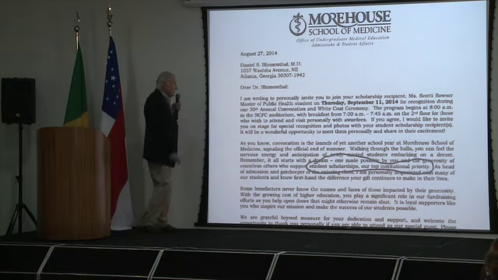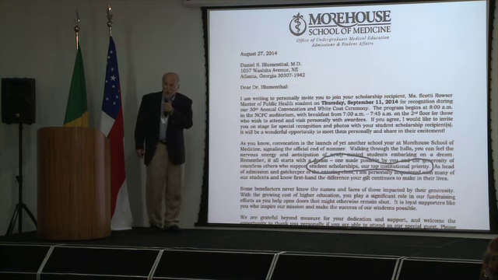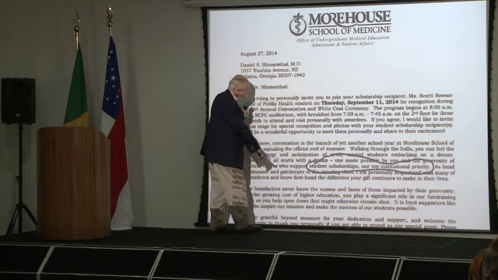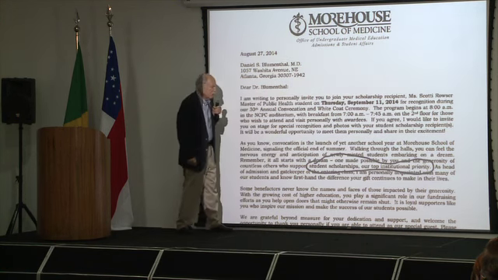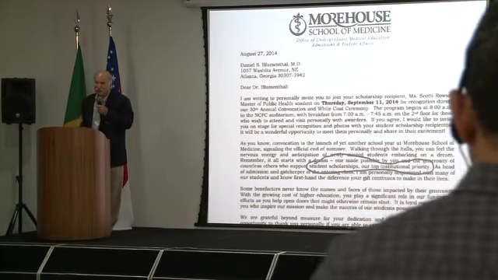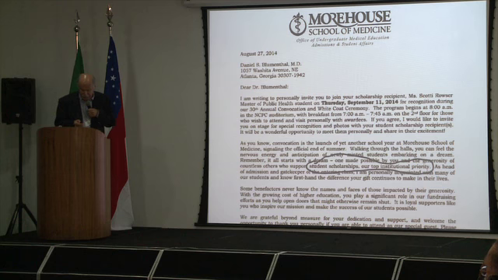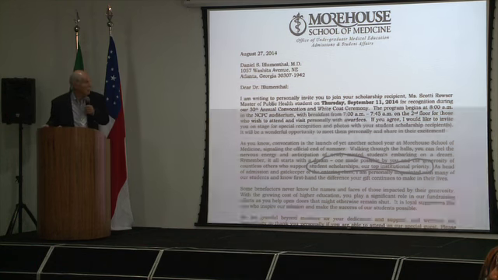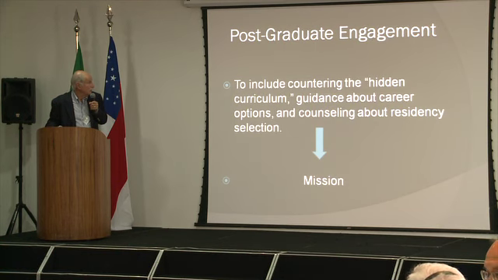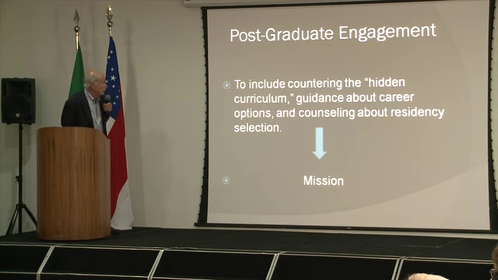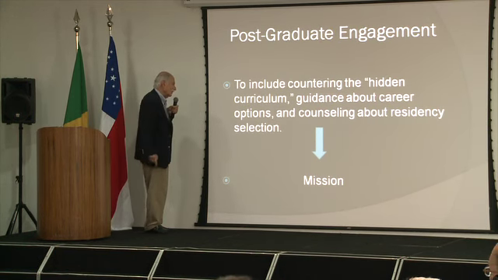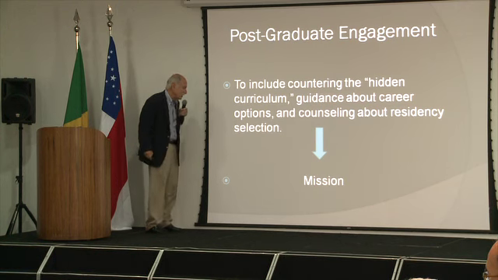This is a letter that I got just the other day, because I set up a scholarship fund, and student scholarships are our top institutional priority. So we're continuously trying to raise money for scholarships to take some of the burden of that $43,000 a year away. We have a mentoring initiative. We do our best to counter the hidden curriculum, provide guidance about career options, and counseling about residency selection.